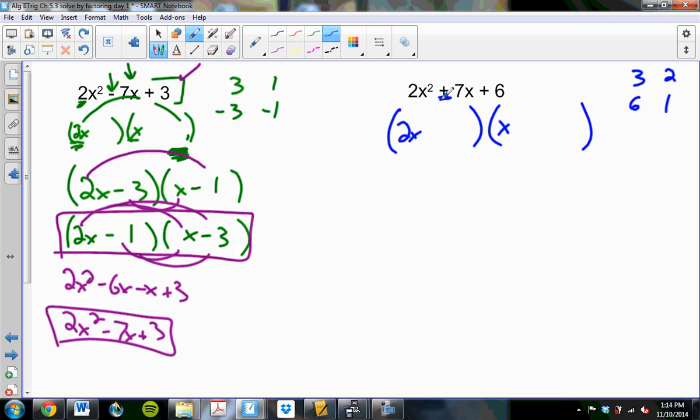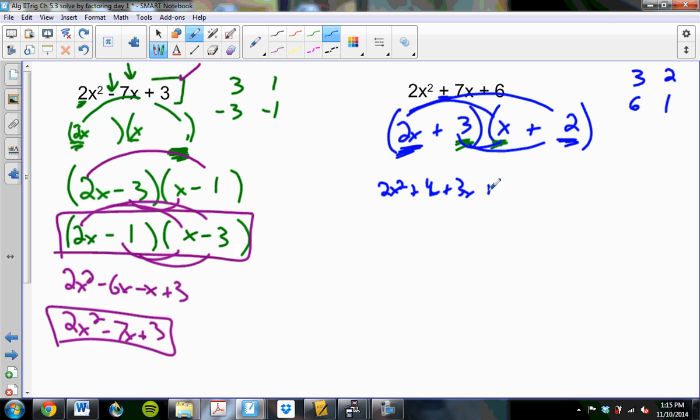And if I put a 2 here and a 3 here, that becomes 4x. That becomes 3x. 3x plus 4x is 7x. So it's going to be 2x plus 3 times x plus 2. Again, you can FOIL that to see 2x times x is 2x squared. We know that one's good. 2x times 2 is 4x. 3 times x is 3x. 3 times 2 is 6. 2x squared plus 7x plus 6.